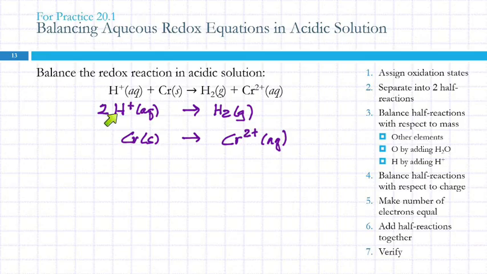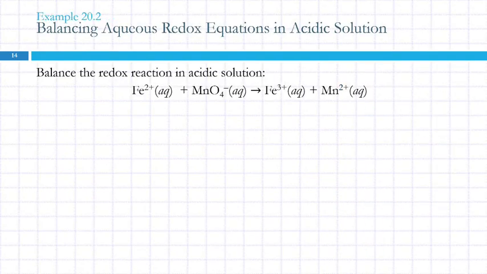This side is more positive. I need to add electrons to bring it down to match the other one. How many electrons? Down here, this side's +2, and that side's 0. How can we fix that? Okay, let's do this one. We're going to do this one together, and then you're going to do the next one on your own.